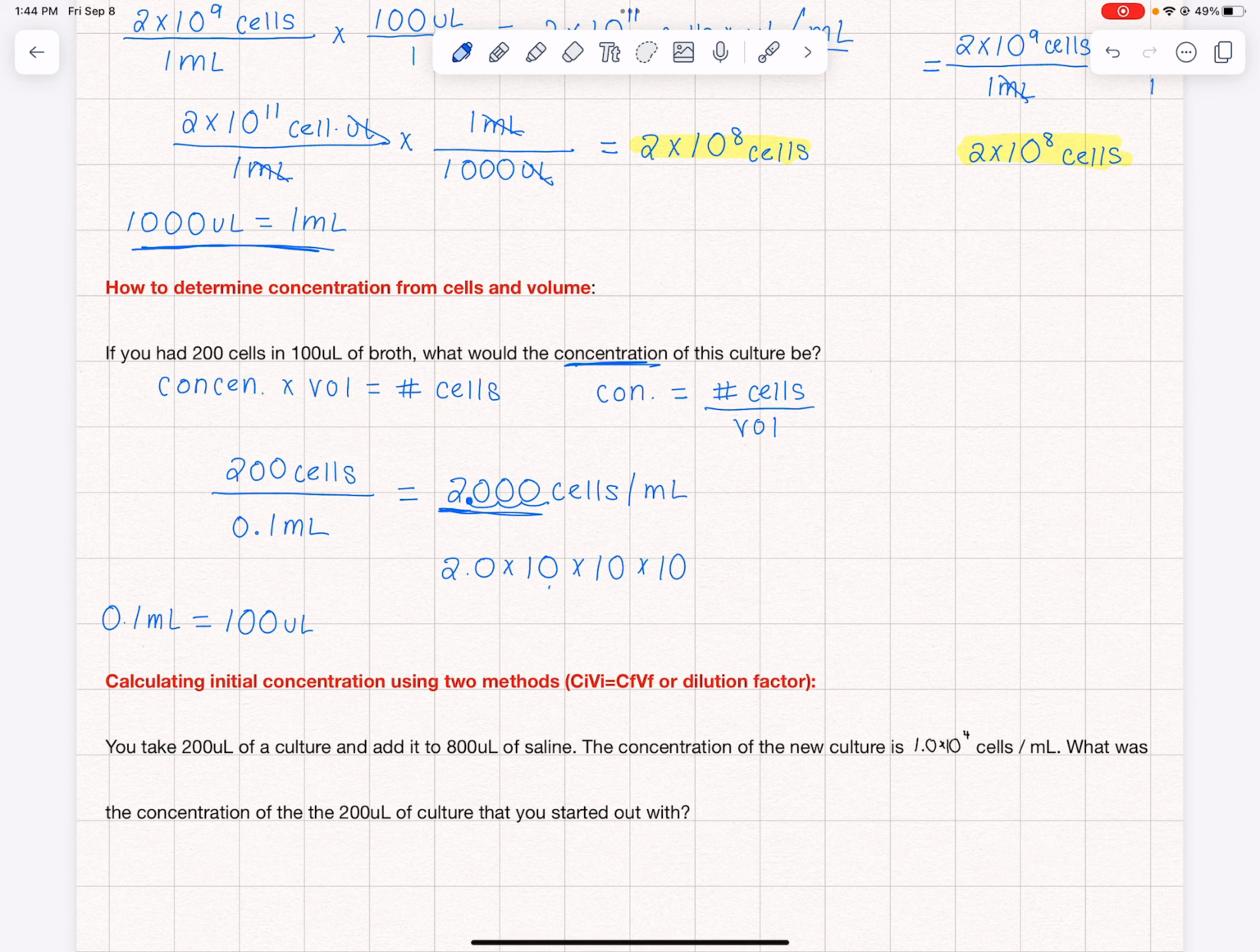So another way to write that in proper scientific notation would be 2.0 times 10 to the 3, because we have 3 tens. And always make sure to write our units, which is going to be now cells per milliliter.